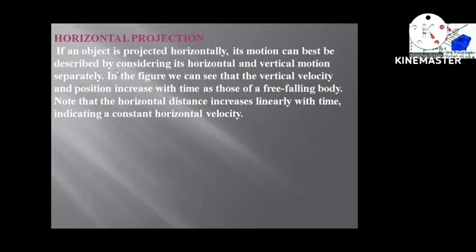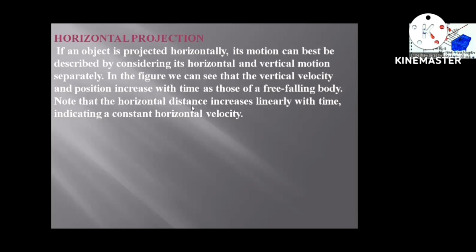Horizontal projection. If an object is projected horizontally, its motion can best be described by considering its horizontal and vertical motions. Such motions are independent of each other; one cannot affect the other. In this figure, we can see that the vertical velocity and the position increase with time, as for a free-falling body. We can see the flight time, the position, and also the vertical and horizontal velocity of the object can be determined in these lessons.